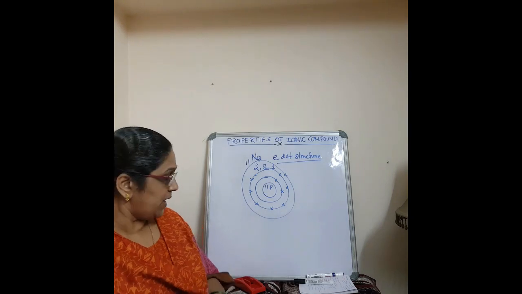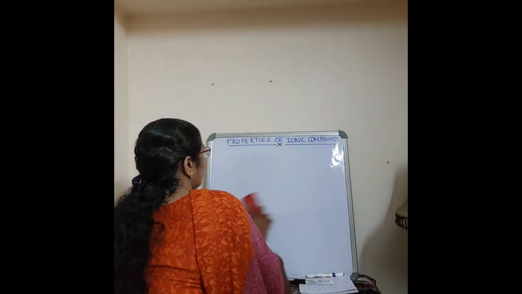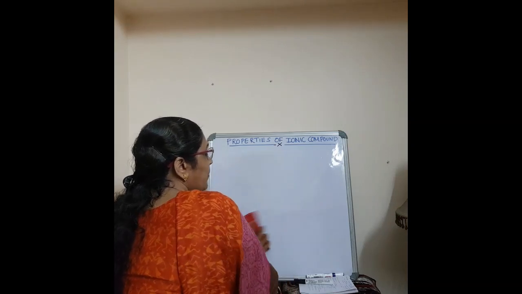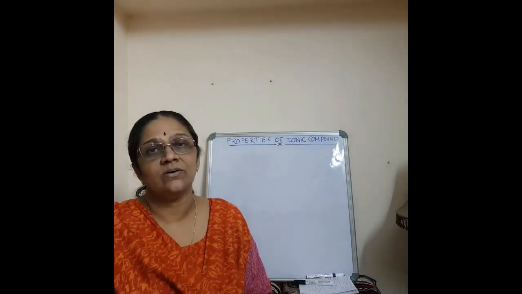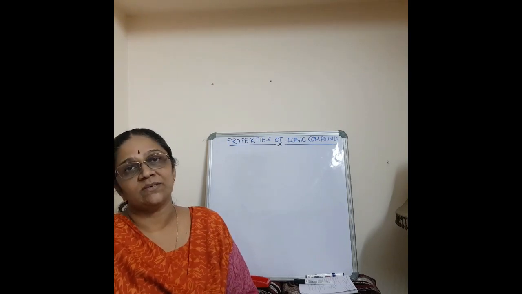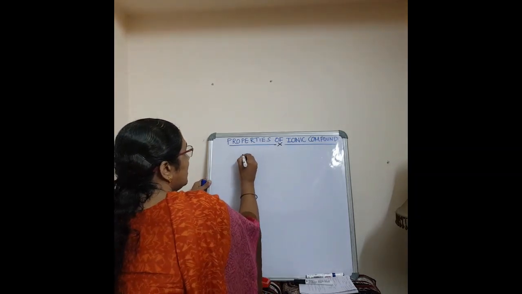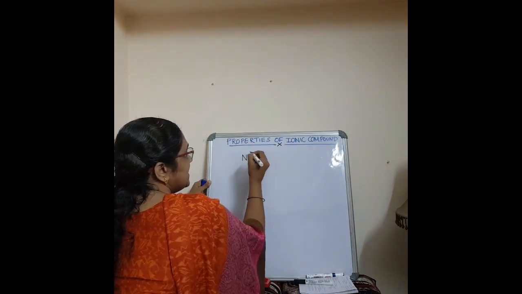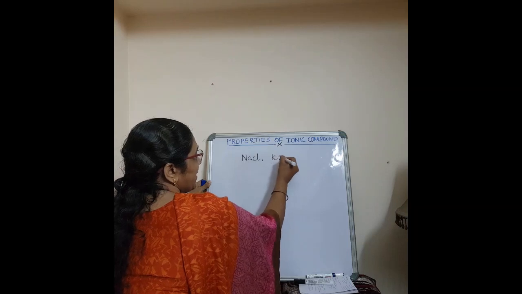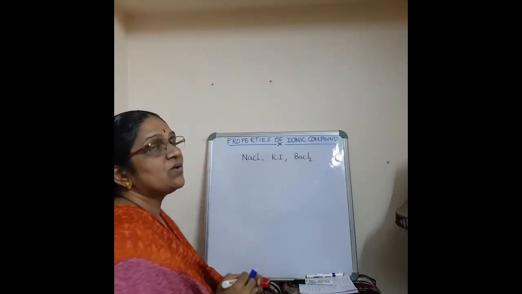Now today we will see some of the properties of ionic compounds. So today's topic is properties of ionic compounds. Now what are the general physical properties of ionic compounds? Taking an example of ionic compounds, the best example is NaCl, or potassium iodide, or barium chloride. All these are examples of what?